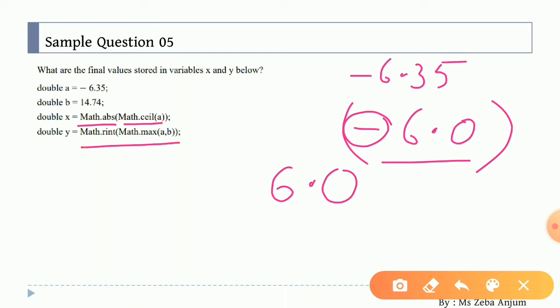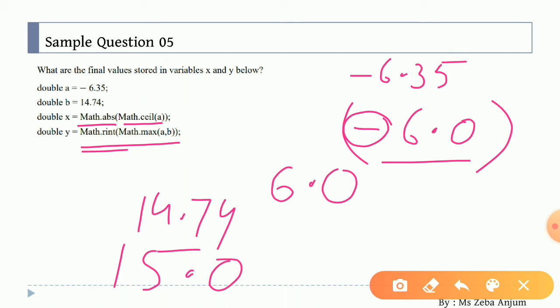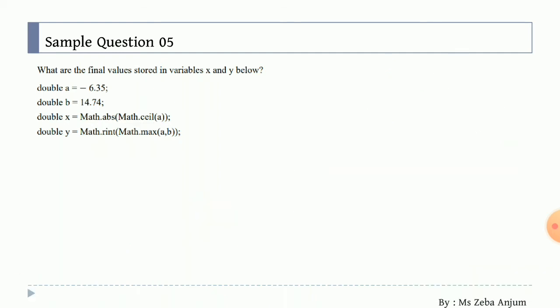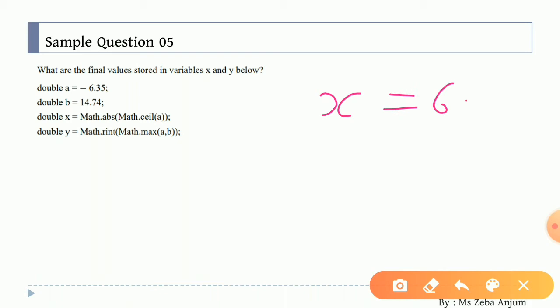We are having math.max(a, b). Now see, amongst a as well as b, what is the maximum that you are going to get? It is obviously 14.74. Yes, and you are having math.rint. So it is going to give you 15.0. Okay, so you are getting the output as x equals 6.0 and y equals 15.0.